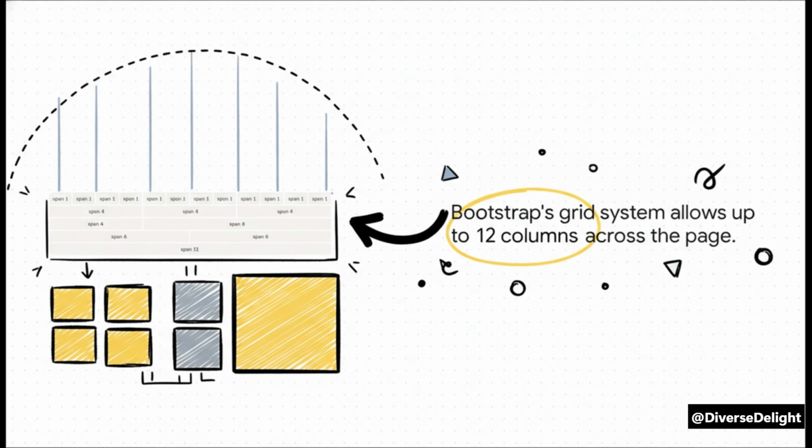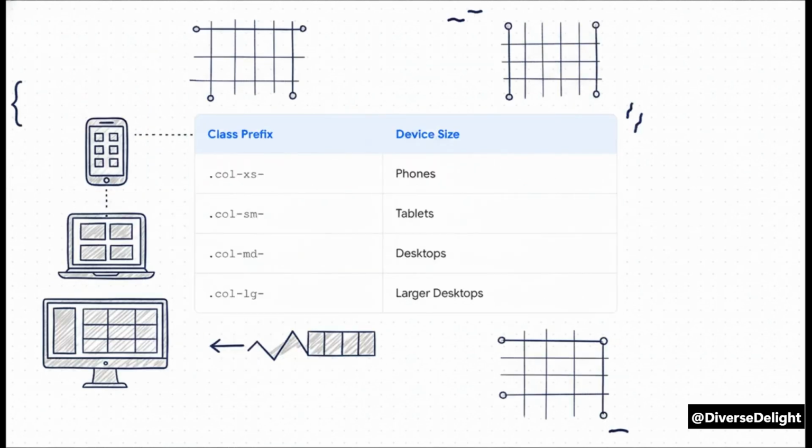That's it. Your only job is to decide how many of those 12 columns each piece of content should take up. You could have one big element that spans all 12, or maybe two elements that each take up 6, or even 3 elements that each take up 4. So how do you tell your content how many columns to use? You just use these simple CSS classes. The letters in the middle are the key.